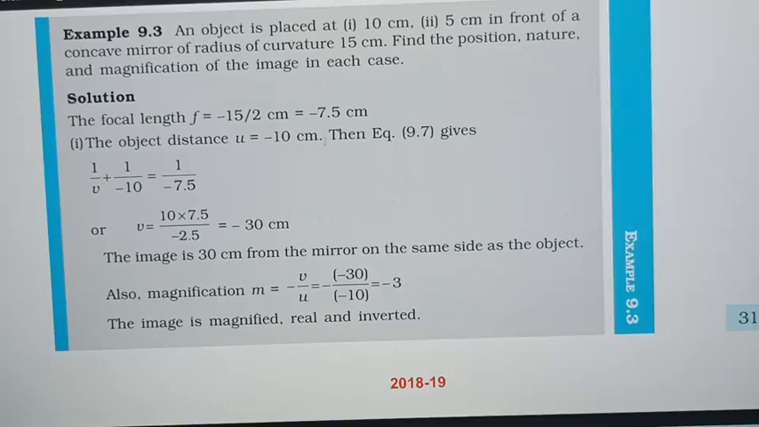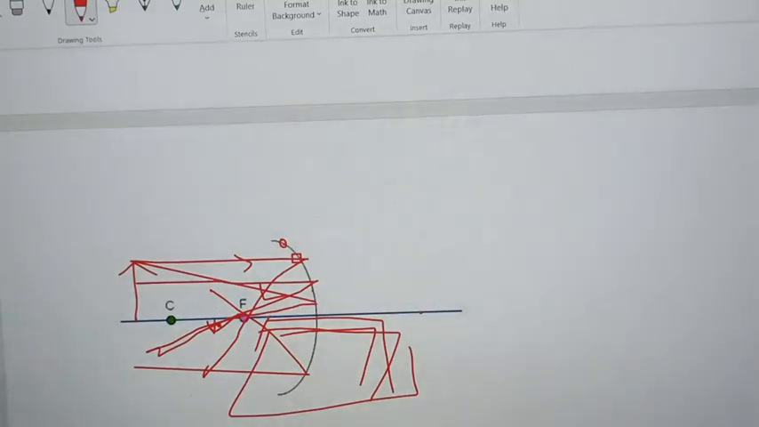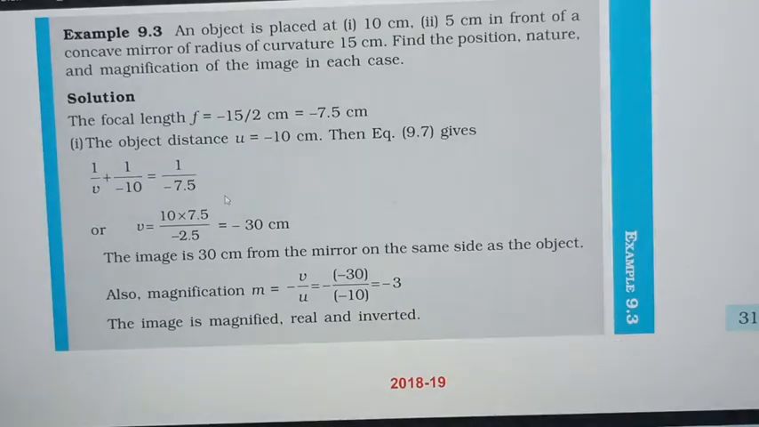Object distance will always be negative, because the object will always be placed in front of the mirror. That means towards the left. No matter concave or convex, it is always placed in front of the mirror, because you can't place the object behind the mirror, and in front of the mirror means it is always towards the left. So it is always negative. So you put the negative signs, we can just rearrange these numbers and we can get v.